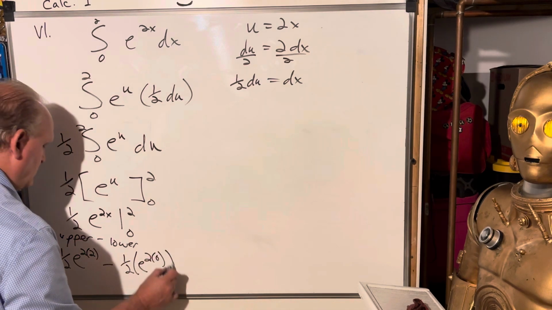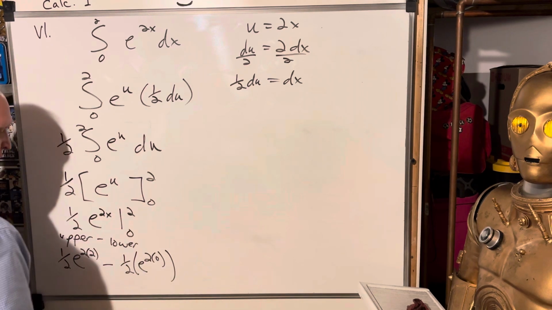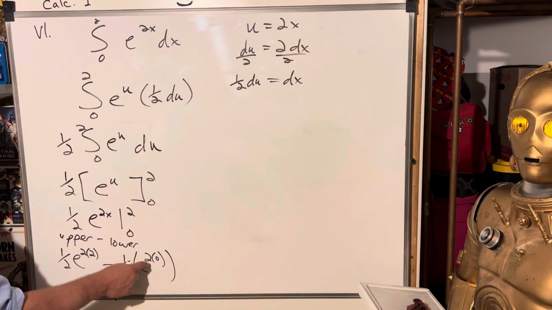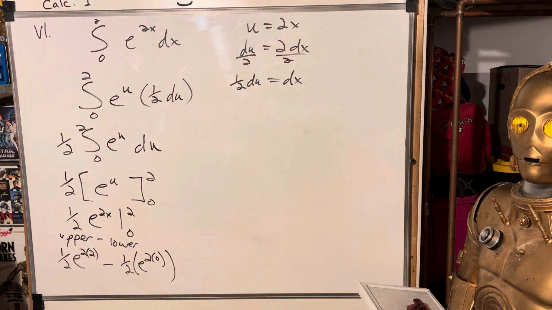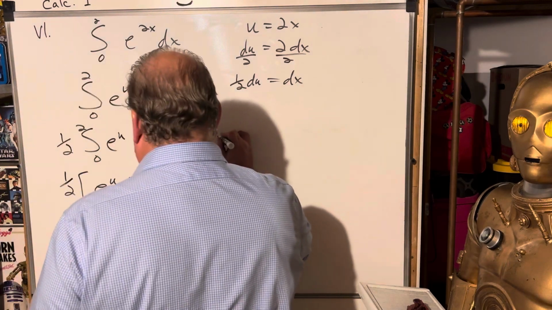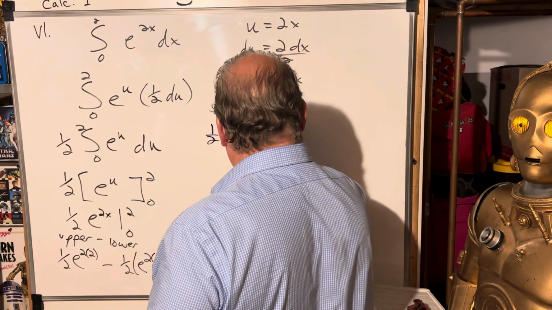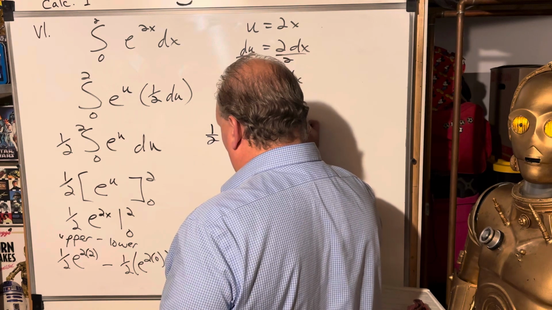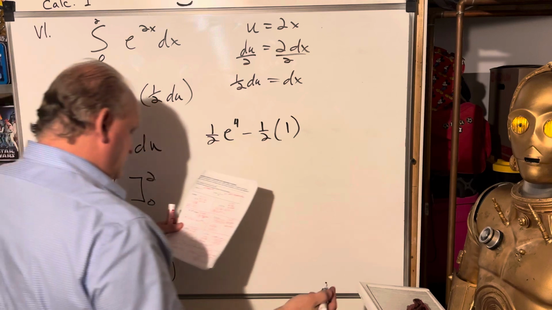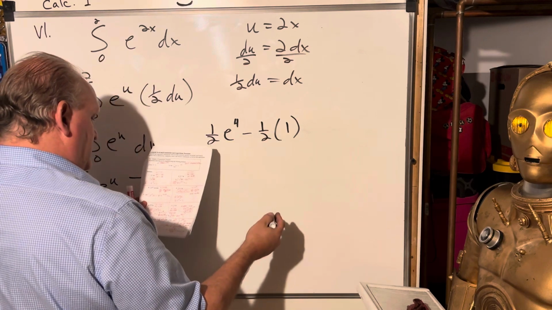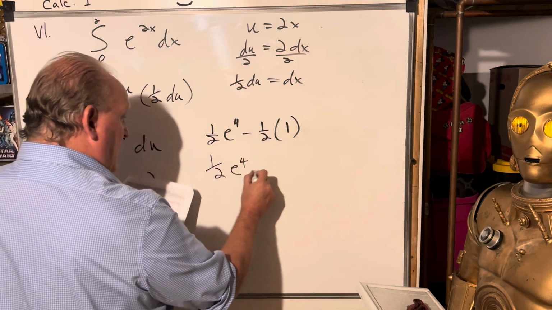And again, do not get in that nasty habit of just saying, oh, there's a 0 there, it's just going to be 0. It's not going to be 0. This is going to be e to the 0 power, which is 1, but then there's still a 1/2 there. So we have 1/2 e to the 4th minus 1/2 times 1, or we can just leave it like that. We can just say 1/2 e to the 4th minus 1/2.